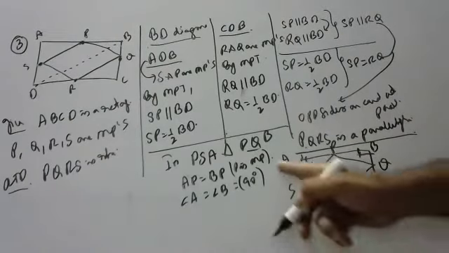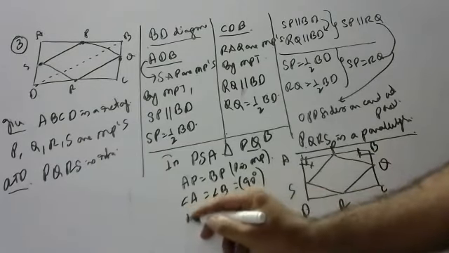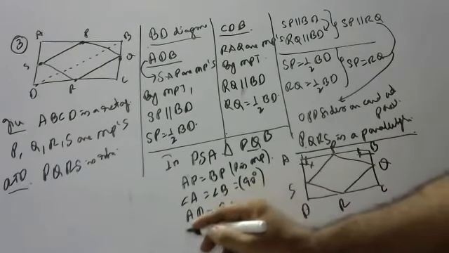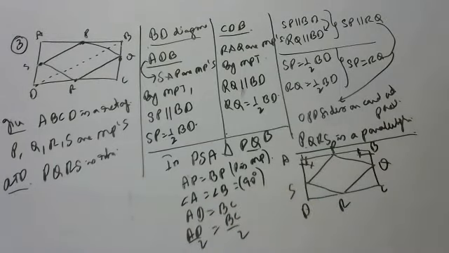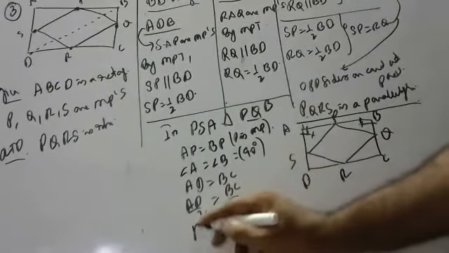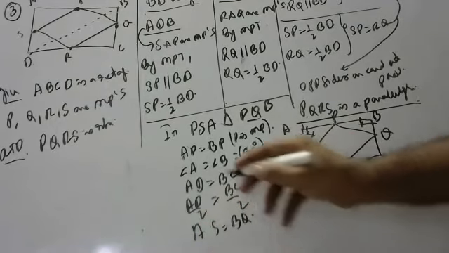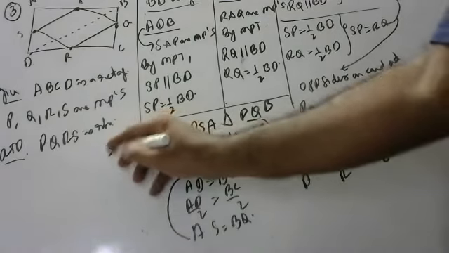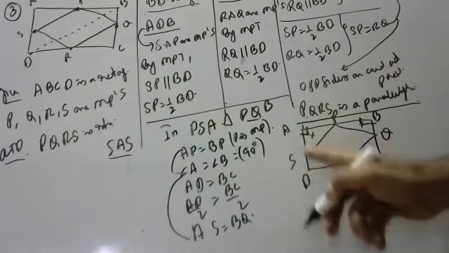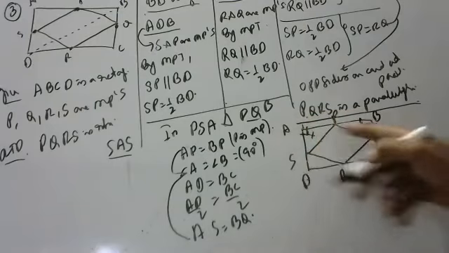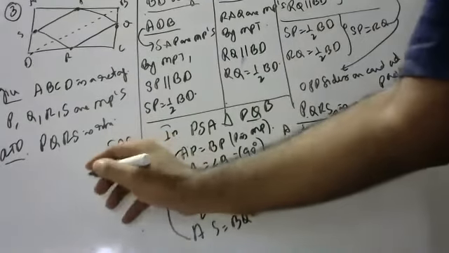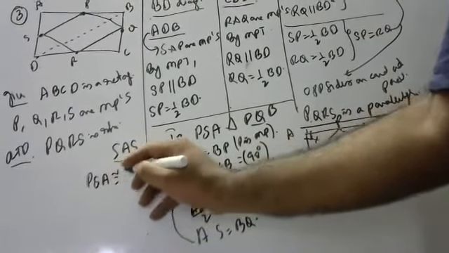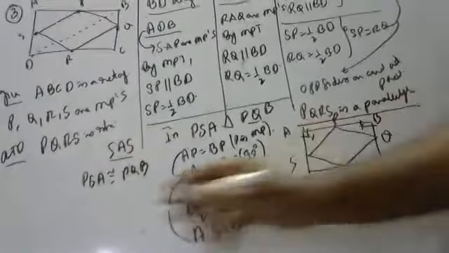AS is equal to BQ because AD is equal to BC. But AD by 2 is also equal to BC by 2, because S and Q are midpoints. When they are midpoints, I can say AS is equal to BQ. So by SAS, triangle PAS is congruent to triangle PBQ. PSA is congruent to PQB by CPCT.